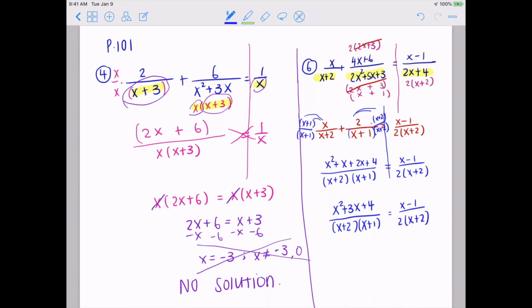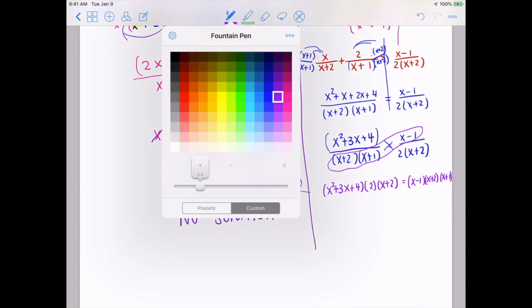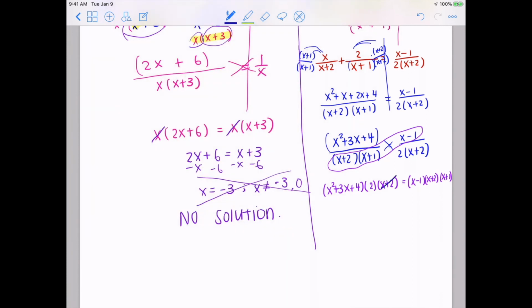Okay, since we now have a fraction equal to a fraction, I can go on and diagonally cross multiply. Okay, so I'm going to rewrite the top equals x minus 1 times x plus 1, x plus 2, x plus 1. Okay, get this together, and then the other ones together as a group also. Is there anything that I can cross out from both sides? Okay, x plus 2, I can cross that out.